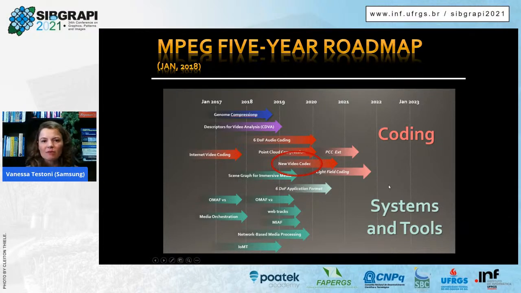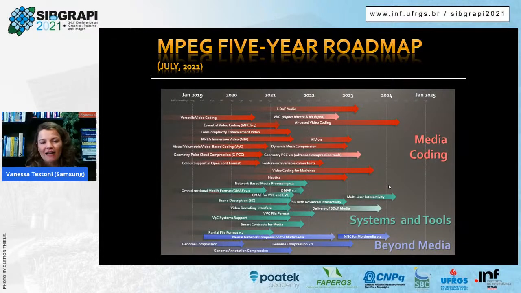As I said, this was the roadmap from when I joined, and this is the roadmap from today. I got this from the last meeting. And as you can see here, most of the codecs we talked about are here: EVC, LC-EVC, the MIV. You can see that here people were talking about AI-based video coding. You can see that you have so many other things going on.